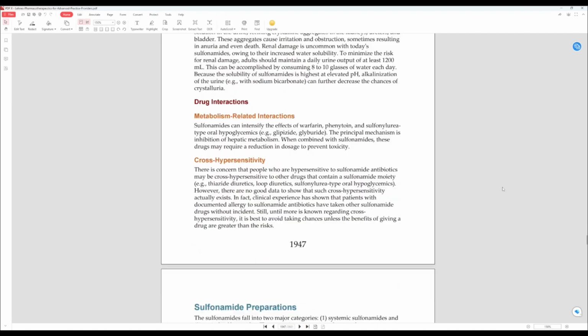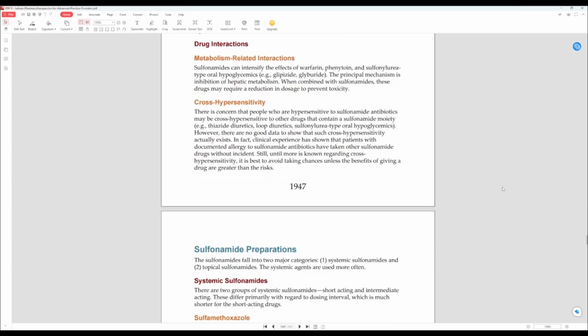Drug interactions. Metabolism-related interactions. Sulfonamides can intensify the effects of Coumadin, phenytoin, and sulfonylurea-type oral hypoglycemics, the principal mechanism being inhibition of hepatic metabolism. When combined with sulfonamides, these drugs may require a reduction in dosage in order to help prevent toxicity.